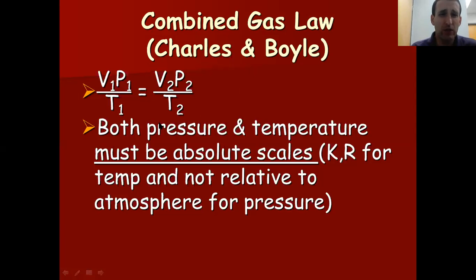Here, the relationship's a little more challenging to understand. It's not simply direct or indirect because there are 3 variables on each side. And that's where it's really nice to use Charles' or Boyle's. If we can get one of them to stay constant, then the relationship is easier for us to evaluate. But we can solve this mathematically. If we are given 5 of the 6 variables, we can plug them in and solve for the unknown.